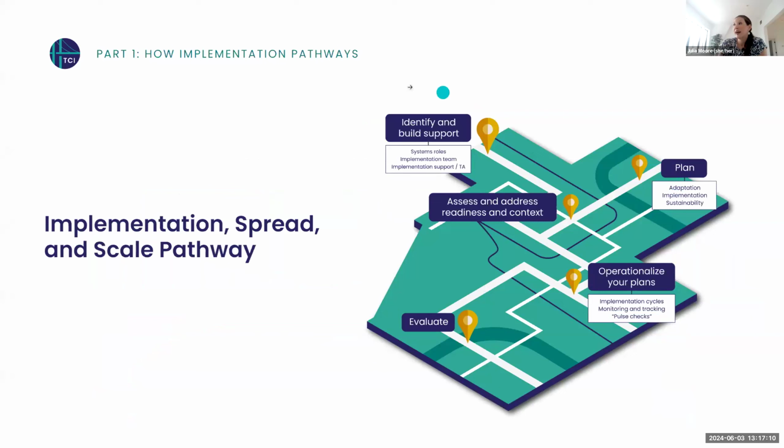It involves doing things like identifying and building supports, like what are people's roles in the system, who's on the implementation team. You want to assess and address things like readiness and context. We want to plan for implementation, plan for adaptations, plan for sustainability. We want to operationalize our plans. So do things like pulse checks, or some places do PDSAs, plan, do, study, act cycles. And we want to evaluate to know whether what we're doing is actually working. So we like to start by thinking about those three high-level pathways and then zooming in on the activities within those pathways to kind of unpack what that might look like.